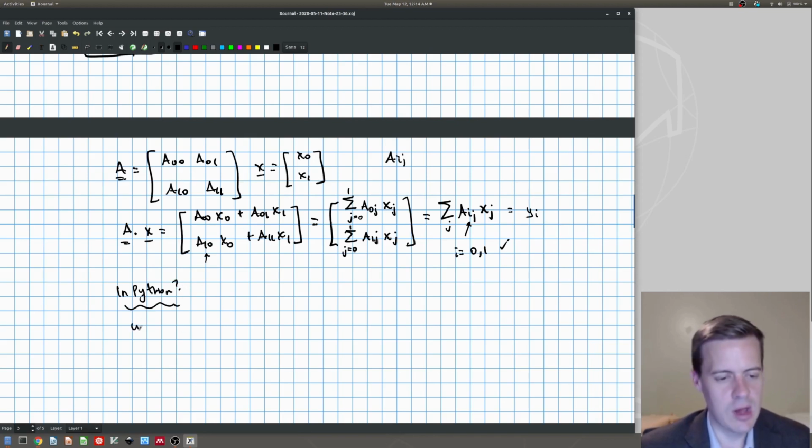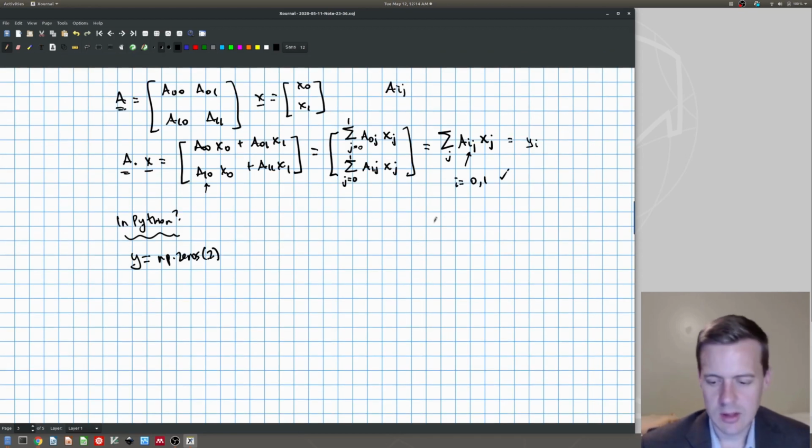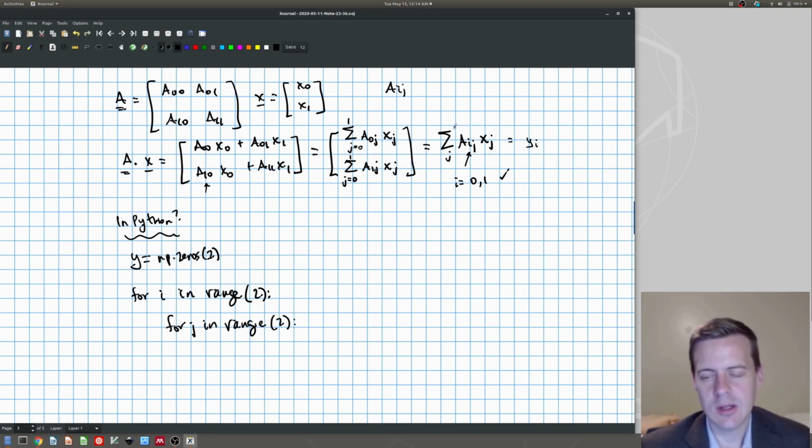Let's think about that. So if I have y is equal to np.zeros of 2, I'm going to need to make a y vector to hold stuff. And I'm going to start out here and have for i in range 2. That's this i loop that I'm going to need to store the yi. And then my inner loop is going to be for j in range 2. That is this piece right here, where I'm going to do my sum over j.